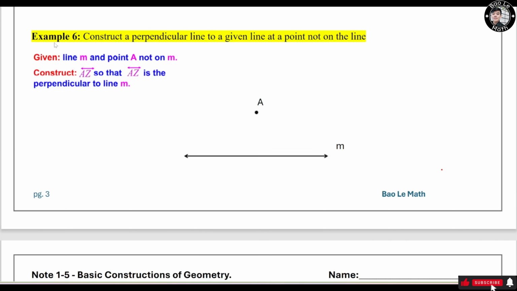Now let's move on to example number 6. Construct a perpendicular line to a given line at a point not on the line. Alright, so you see that example number 6 is slightly different from example number 5. Example number 5, point A is right here, right? Number 6, point A is somewhere right here, or right here, or right here, right? So how do we do it?